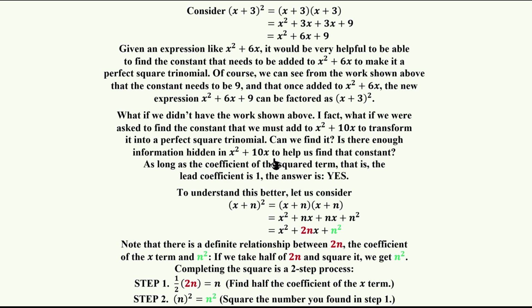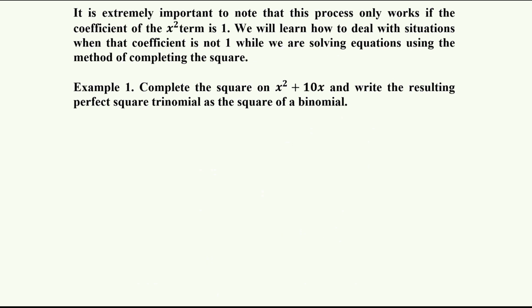So we'll take a look at some examples and explore that in the next screen. But make sure you understand these basics before we proceed. First of all, make sure you understand that it's extremely important to notice the fact that this process we're about to use, which entails taking half of the coefficient of the x term, or the first degree term as it's called, and then squaring it to get the number that's missing to make this expression into a perfect square trinomial, will only work if the coefficient of the x squared term is 1, as we just mentioned. So that's super important to remember.